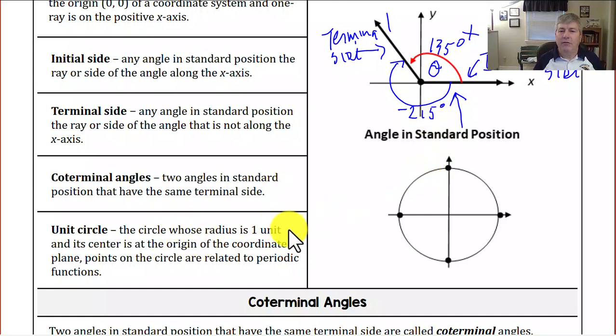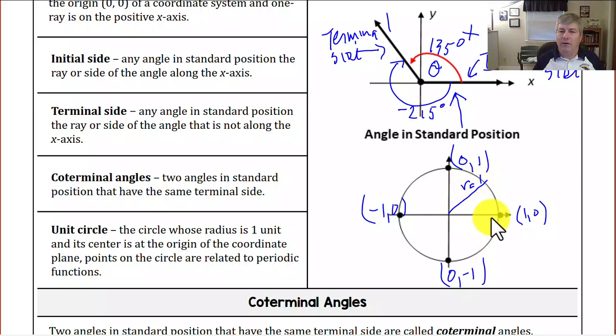We will also study the unit circle. The unit circle is a circle whose radius is 1 unit long, and it's centered at the origin of the coordinate plane. And points on the unit circle are related to periodic functions. So we know that each one of these points on the axes is (1, 0), (0, 1), (negative 1, 0), and (0, negative 1). So our radius r is always equal to 1 on the unit circle.